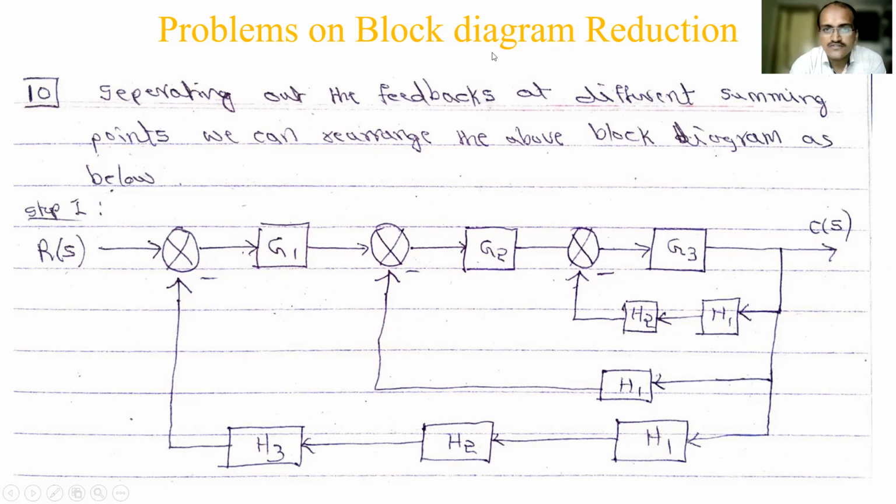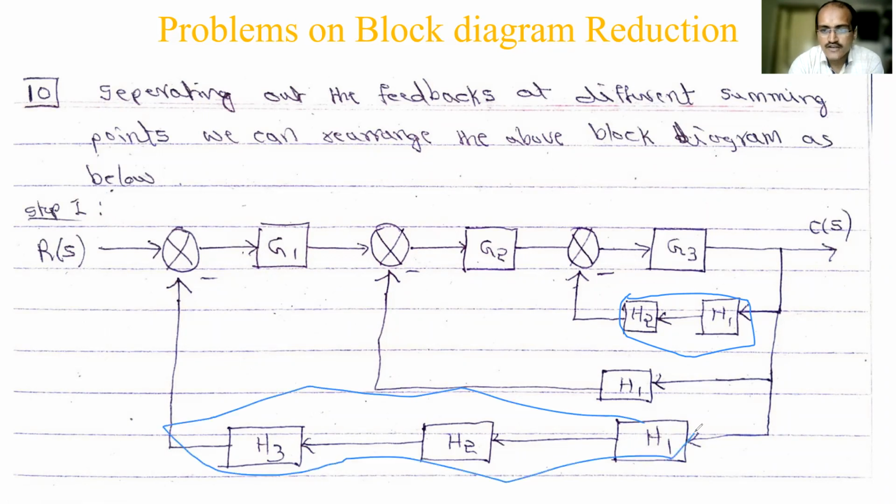Once I did this, now I can easily go for reduction. Here you will see one series, that is H1, H2. Here you will have one more series, H1, H2, H3. So this is the first thing you can do. Once you do this, instead of 3 blocks, you will get 1 block as H1, H2, H3, that is the transfer function. And here, instead of 2 blocks, you will get 1 single block with value H1 into H2.